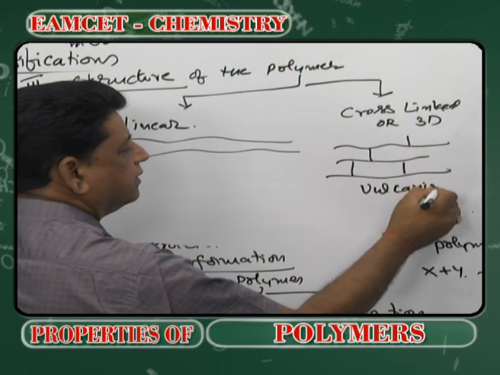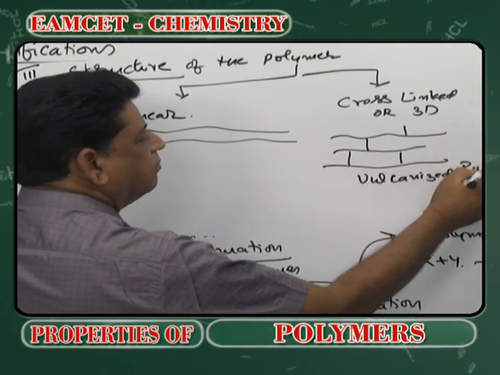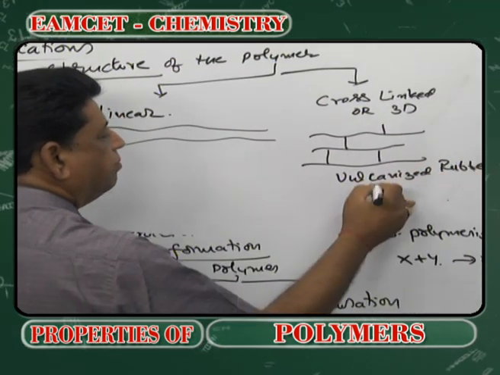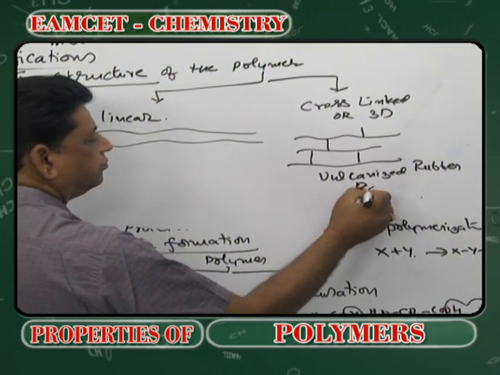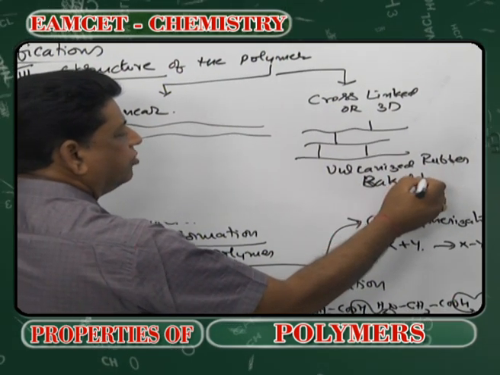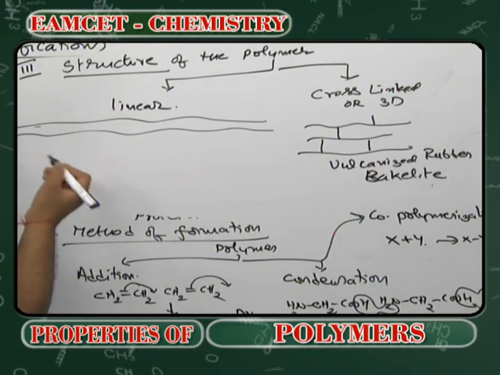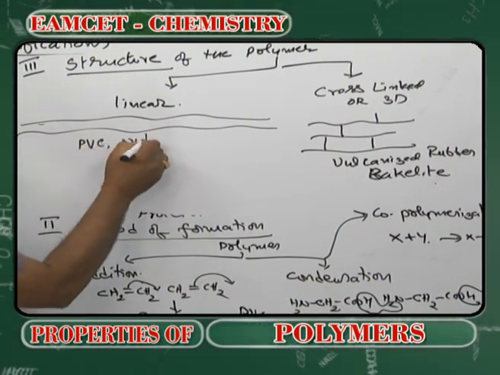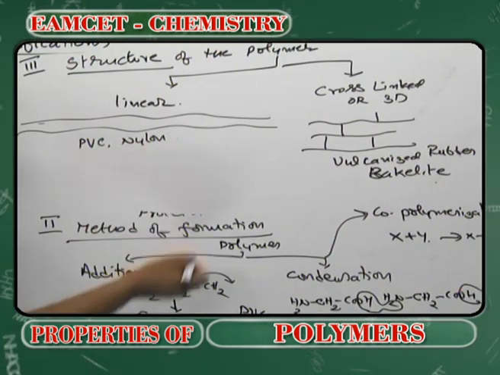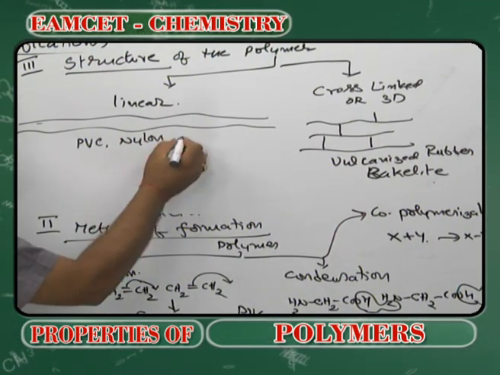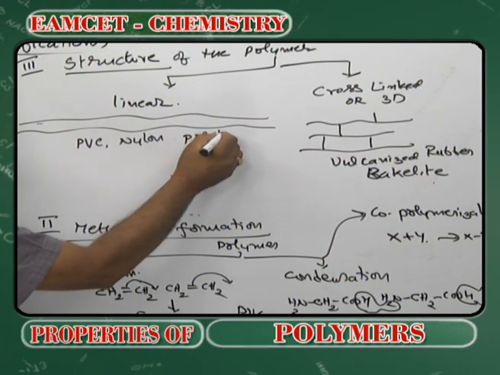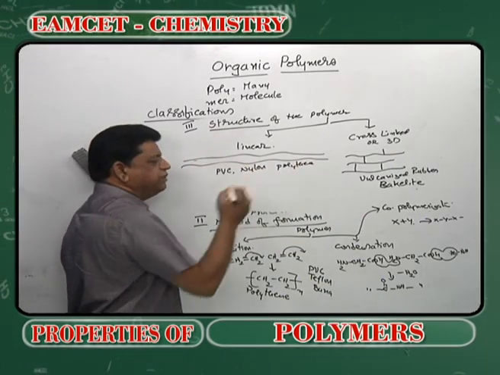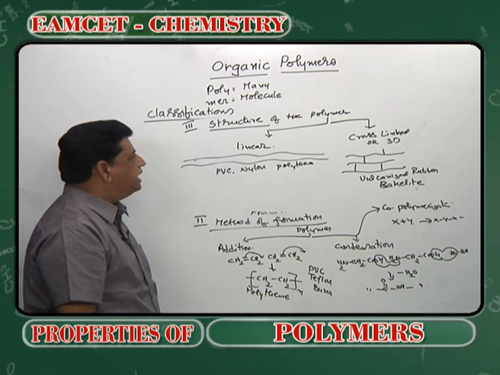Vulcanized rubber will be the example for this category, and bakelite. Bakelite is also a polymer of this category. Linear polymers will be polyvinyl chloride, nylon, and several molecules like polythene, and so on. Many molecules which have a line shape will be linear polymers.